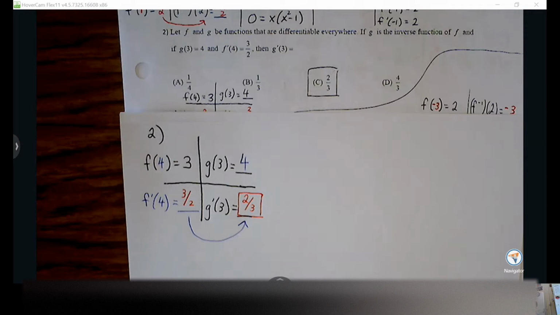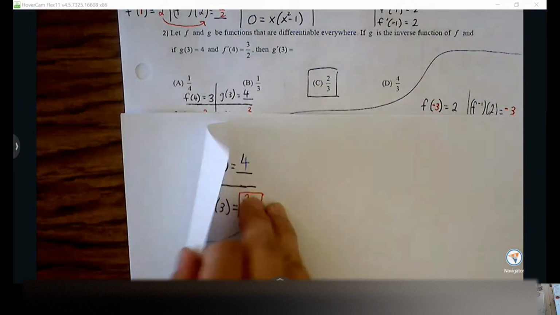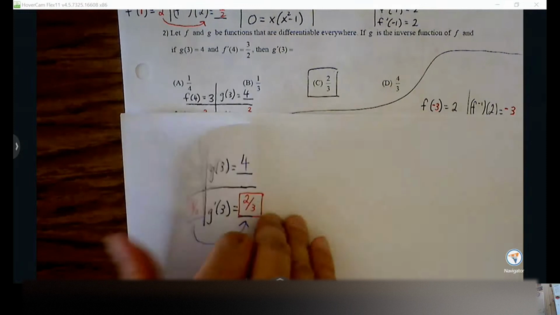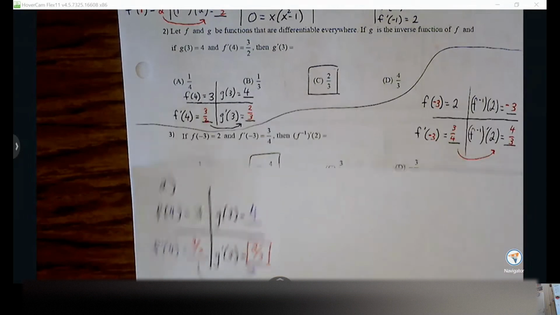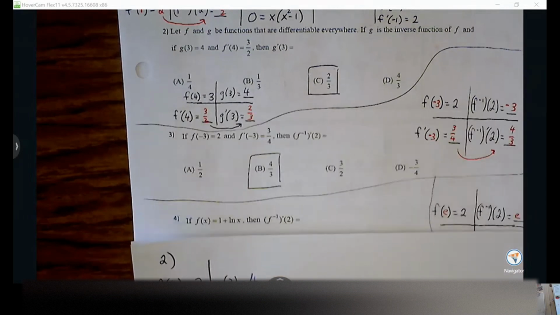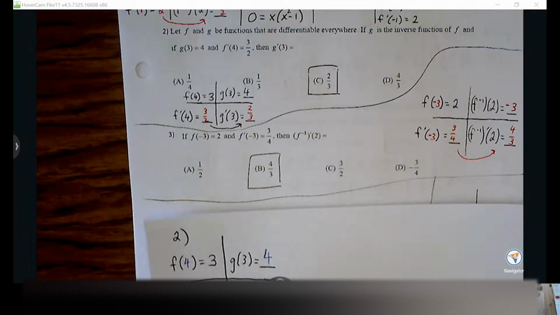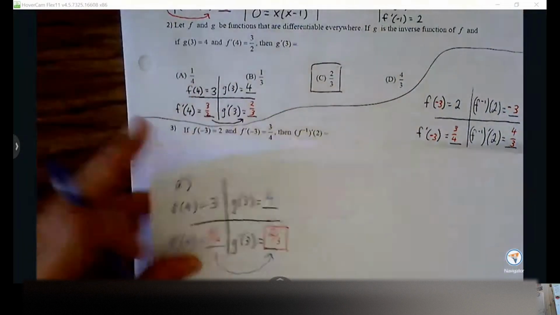I'll skip number 3 because 3 is similar to this one, and you guys can try that on your own. But I want to do number 4. Number 4 does require a bit more steps on our side. So let's look at number 4. Any questions with 2? Okay, so here's number 4.